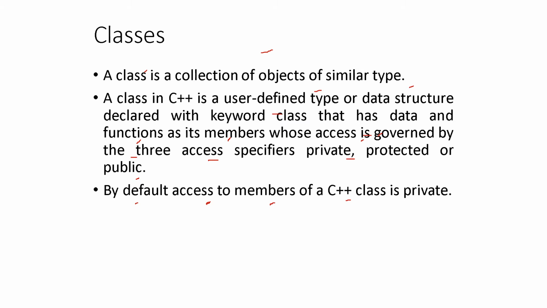By default, access to members of a C++ class is private. If you are not giving any access specification, it becomes private. So a class is a collection of objects of similar type, and is a user-defined data type denoted by the keyword class. The members are data and functions, that is, data members and member functions. Access can be private, protected, or public. Normally, by default, the access is private.